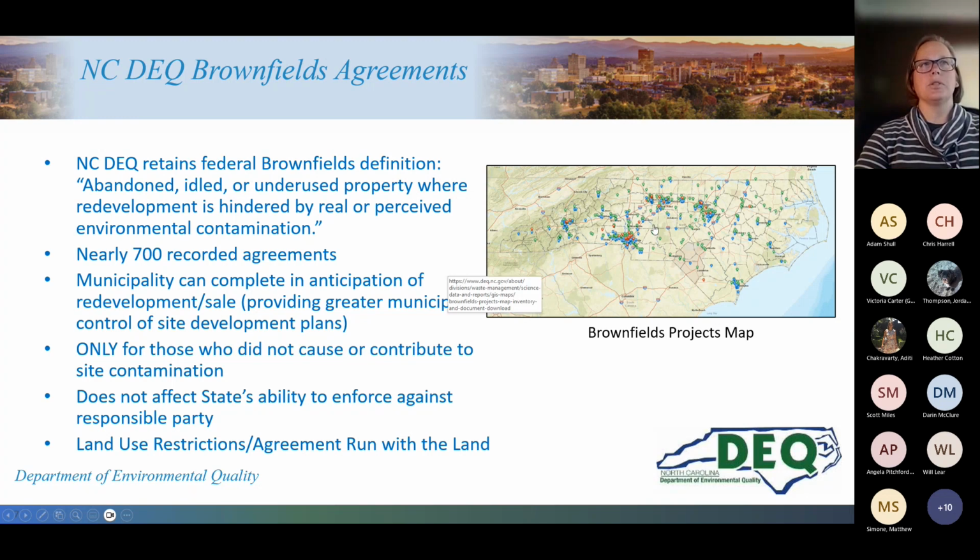When you get the slides, if you're able to download them, this is linked. If you're ever curious, the Brownfields property project map has all of our sites that are recorded, active, and eligible, so you can take a look at what's available and some examples throughout the state.